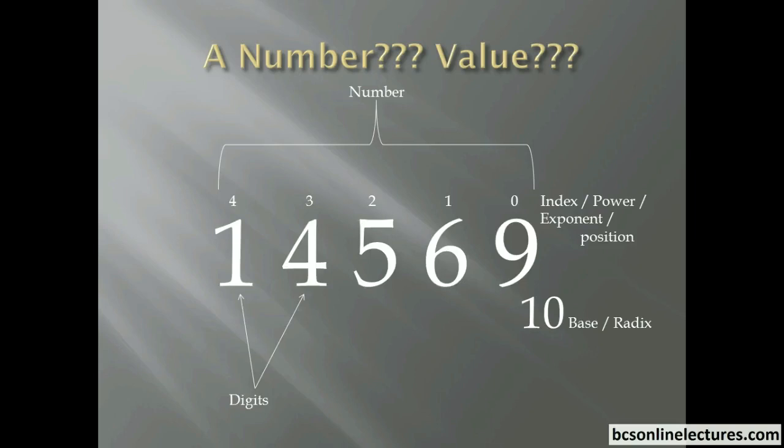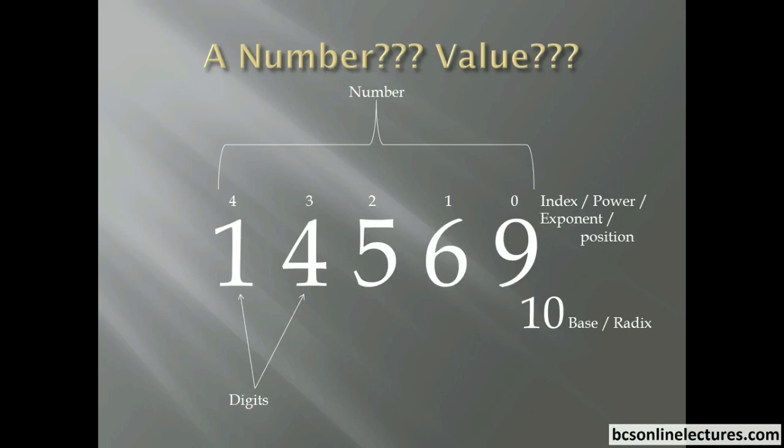One symbol is called a digit. How many digits are there in this number? 1, 2, 3, 4, 5. There are 5 digits. A single symbol in a number is called a digit. That is the mathematical term. Then we have position. Position of the digit is determined by counting from 0, starting from the right hand side. It counts from right side to left side. The last digit in the number has the position of 0. From 0, 1, 2, 3, 4. The position of the digit starts from the right side.